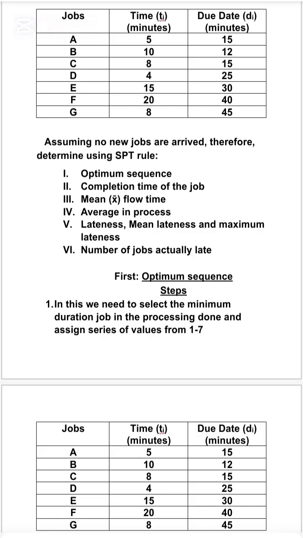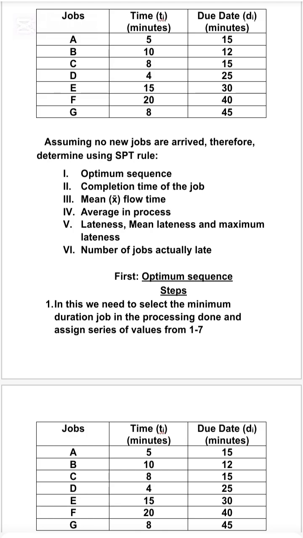So as you can see, that table is the question. Now I want to solve this under SPT, shortest processing time. That is the meaning, and those are the formulas there. So that is the question there. They will tell you to find those 6 things. That is the optimal sequence, completion time, whatever.